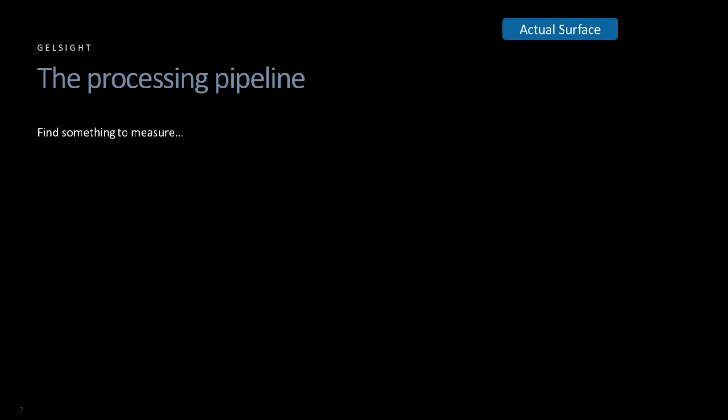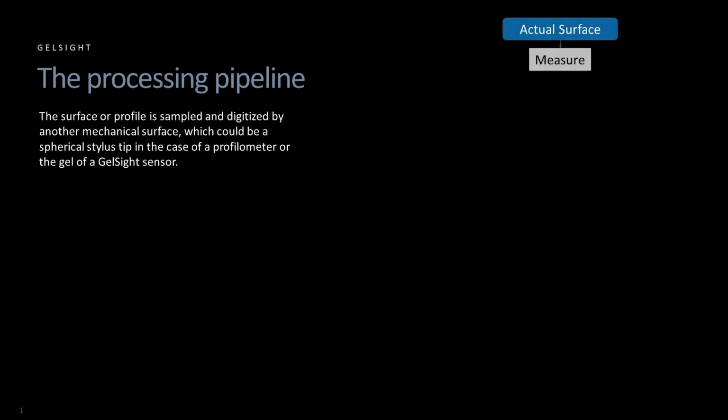Obviously, the first thing we need to do is find something interesting to measure. The surface or profile is sampled and digitized when using a profilometer or a GelSight sensor. This is done by the contact of one mechanical surface with another. This could be the spherical stylus tip of a profilometer, or in the GelSight case, it's the gel itself.